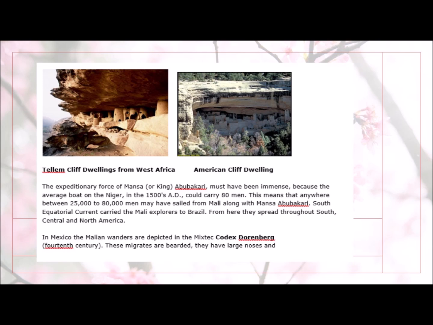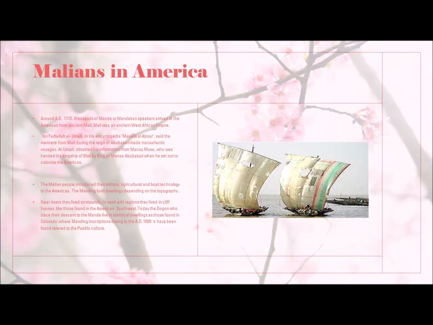The expeditionary force of Mansa, or King Abubakari, must have been immense, because the average boat on the Niger in the 1500s AD could carry 80 men. Yes, 80 men. This means that anywhere between 25,000 to 80,000 men may have sailed from Mali along with Mansa Abubakari. The South Equatorial Current carried the Mali explorers to Brazil.